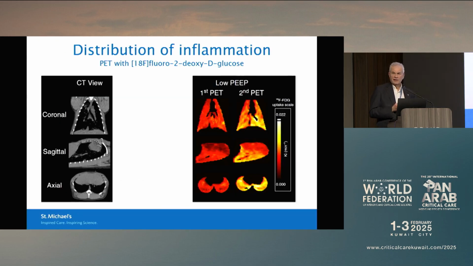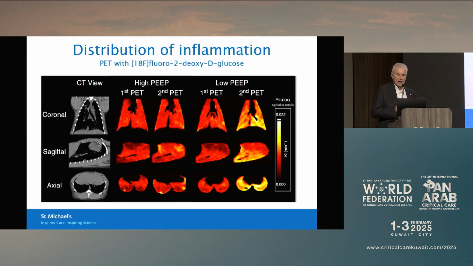They then looked at the effect of PEEP. I mentioned that was one of the main goals. So you can see with low PEEP, first PET scan is at baseline after some period of ventilation, the second PET scan, and you can see that there's increased inflammation, largely in the dependent lung region. When they increased the PEEP, you can see that they removed this inflammation in the dependent lung regions.